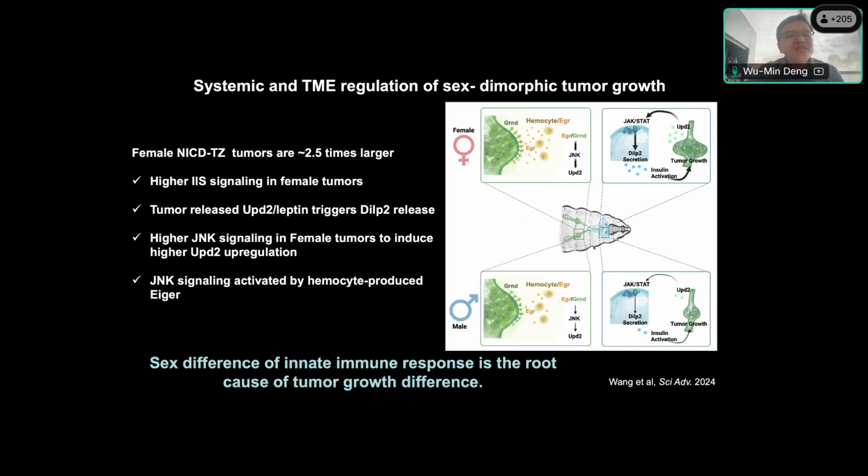So from this study, we can see a very delicate regulation. It's complex, and also involves multiple organ-to-organ communications. But at the root of this sex dimorphic growth are those hemocytes, which are actually immune cells in the flies. Xianfeng was also able to identify a more complex pathway, because the JNK activation in the tumor leads to Upd2, which is the functional ortholog of leptin. The Upd2 in the tumor causes the release of the Drosophila insulin-like peptides from the insulin-producing cells in the brain, and that activates different levels of insulin signaling in the tumor. So you have this recruiting of the hemocytes, then involving the insulin-producing cells to regulate the overall size of the tumor growth.